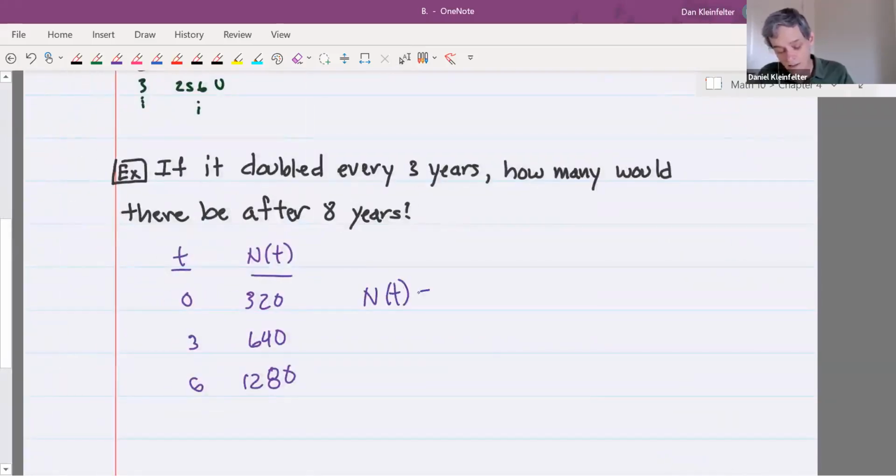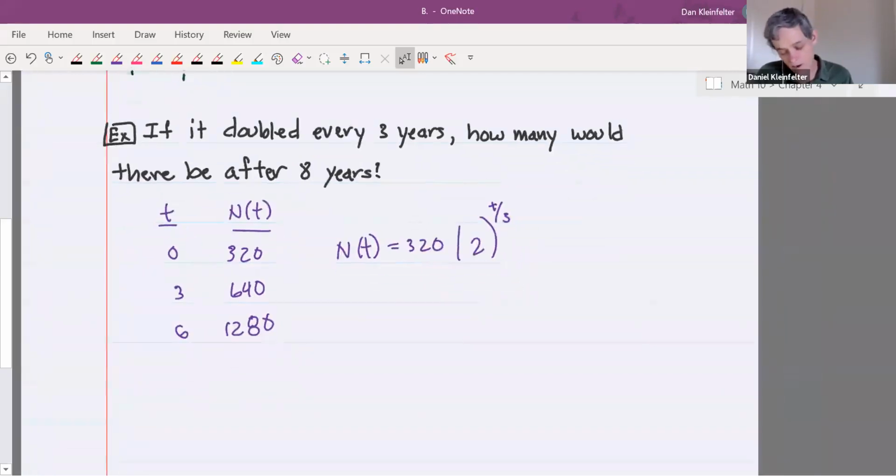We'll have n of t, and we'll still start with 320, and we'll have 2 still raised to a power. But I'm not going to have 2 to the t power anymore because we're not multiplying by 2 every time t goes up by 1. We're multiplying by 2 every time t goes up by 3. So we'll have t over 3 in our exponent. Try it out. When t is 0, our exponent is 0, so we'd be multiplying just by 1. 320 times 1 is 320. When t is 3, 3 divided by 3 is 1, and so we'll have 2 for our multiplier on the 320. So that would be our formula.